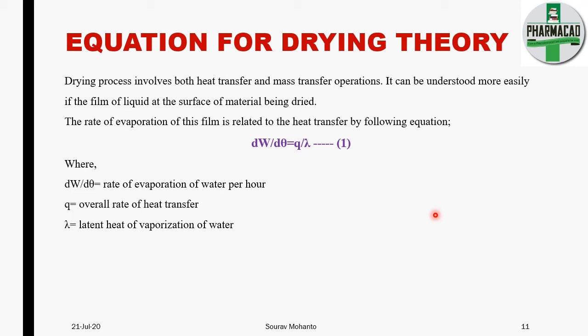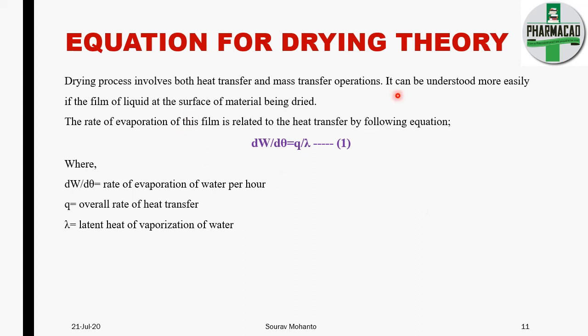Okay, so now the rate of evaporation of this film of liquid is related to the heat transfer, and by the following equation, it can be concluded as dw by d theta equals q by lambda, where dw by d theta is the rate of evaporation of water per hour or per minute, whatever the unit. Then q is the overall rate of heat transfer, and lambda is the latent heat of vaporization of water.